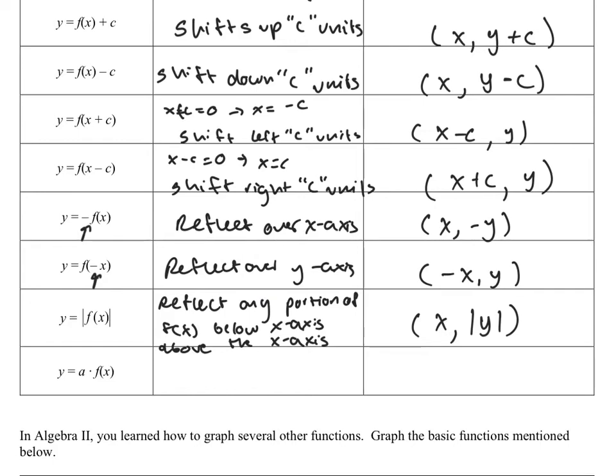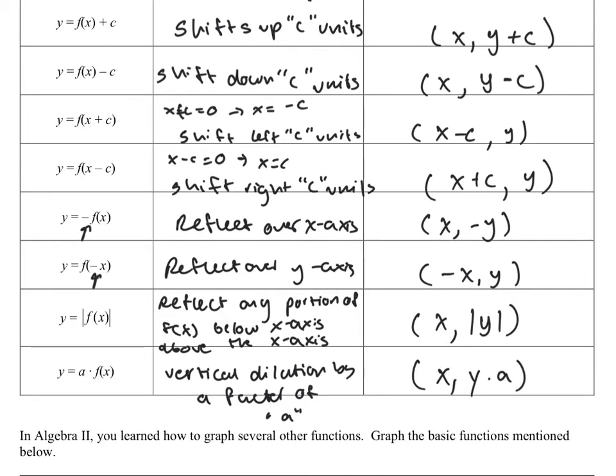All right, so we have y is equal to a times f of x. Well, we've already talked about that. We have a vertical dilation by a factor of a, okay? So vertical, we're going to look at our y values, so y times a, okay?